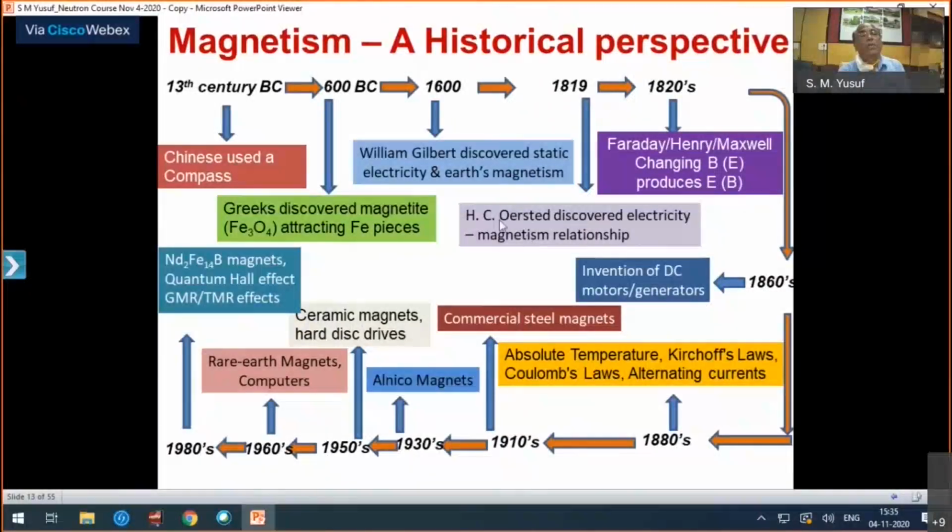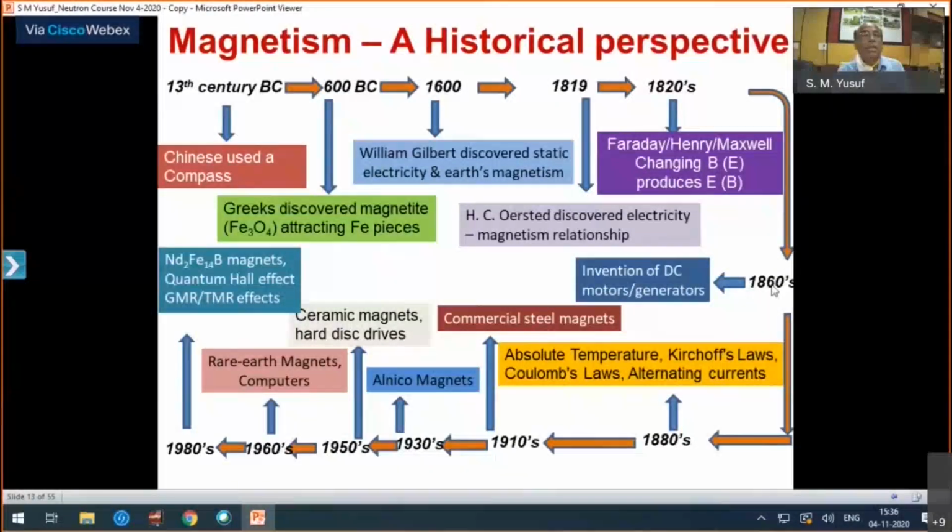In 1819, Oersted came, and the oersted is the unit of magnetic field. Gray discovered the electricity and magnetism relationship. Then, of course, around the 1820s, Faraday, Henry, Maxwell, and the whole of electrodynamics. Okay, Jackson, you have read, right? J.D. Jackson. This is based on how the electric field depends on the magnetic induction, and how the magnetic induction depends on the electric field. So this is all about that.